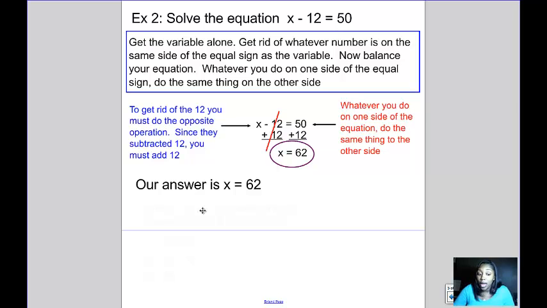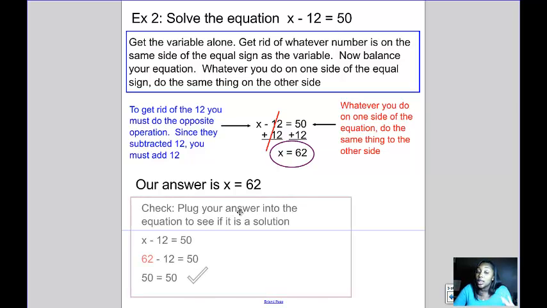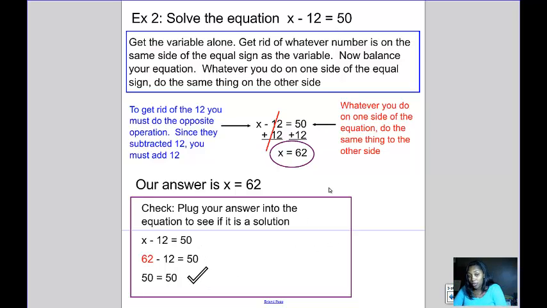And again, we want to check it to see if we got it correct. So we're going to plug 62 into the equation to see, does 62 minus 12 give you 50? And when we checked it, it does give you 50. So that means x does equal 62.